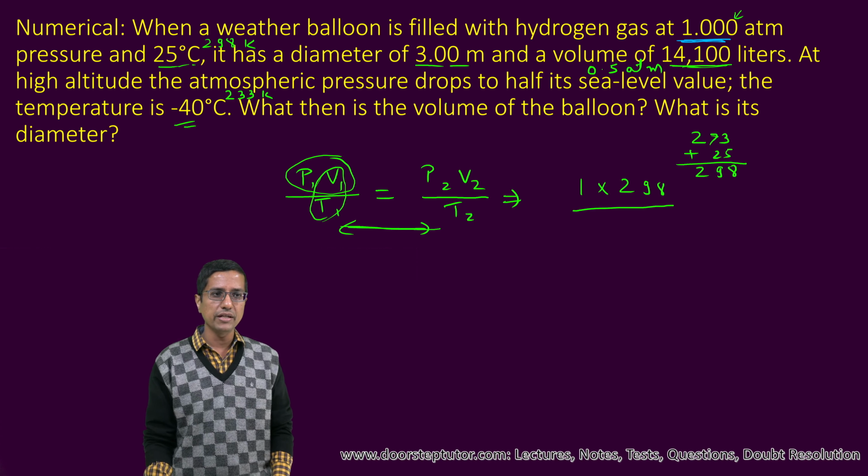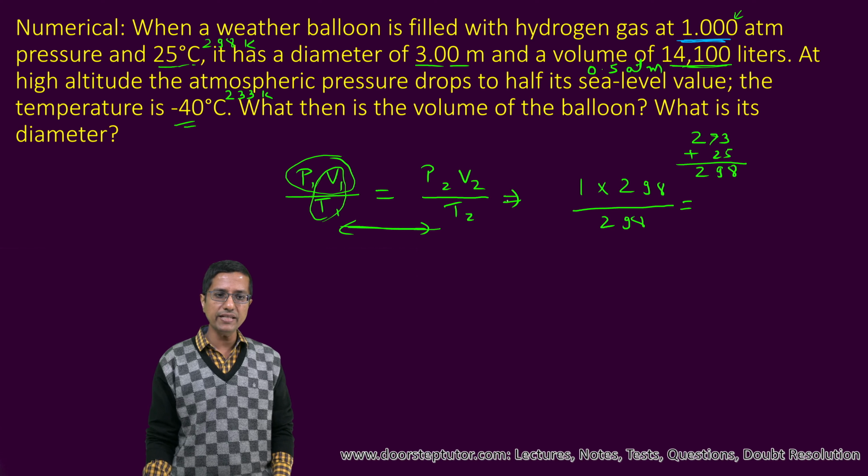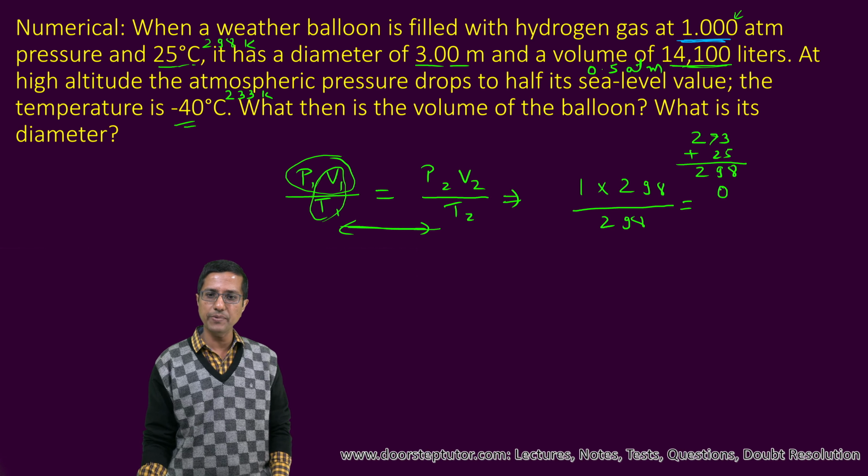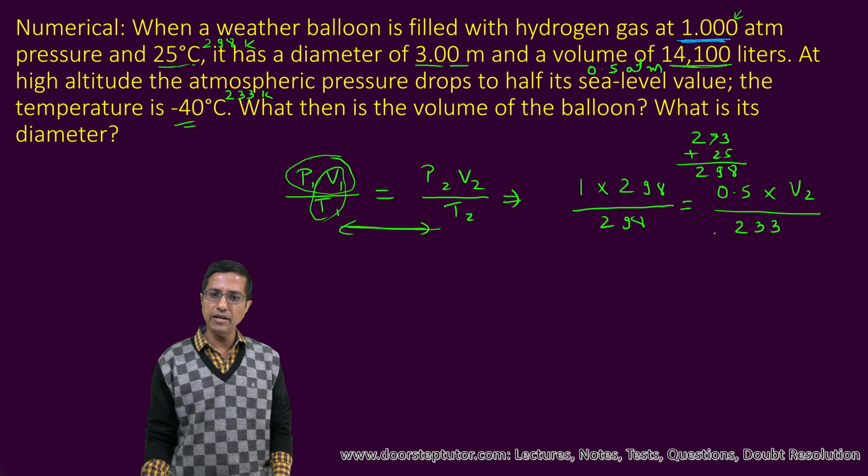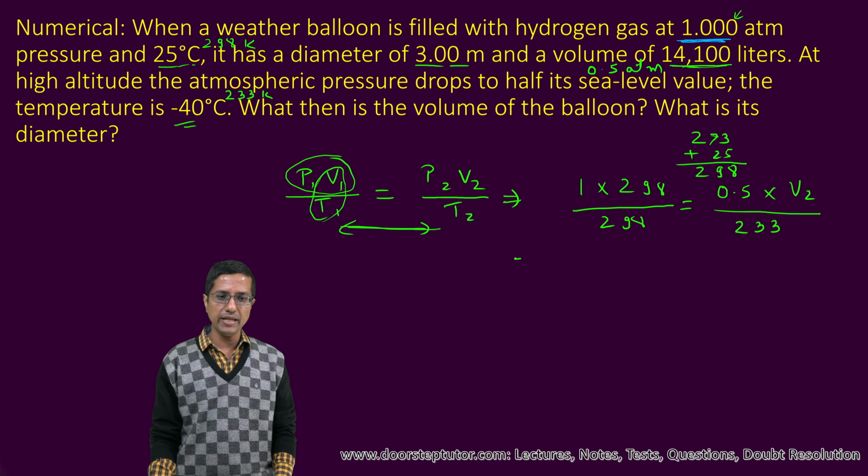So this is a ratio and proportion kind of question. The temperature initially is 298, and this is equal to P2, so pressure has become half, into V2, which we don't really know and have to find out, over the temperature, which has become 233. Now all the values are known except for V2, so we can solve this equation and find the value of V2.